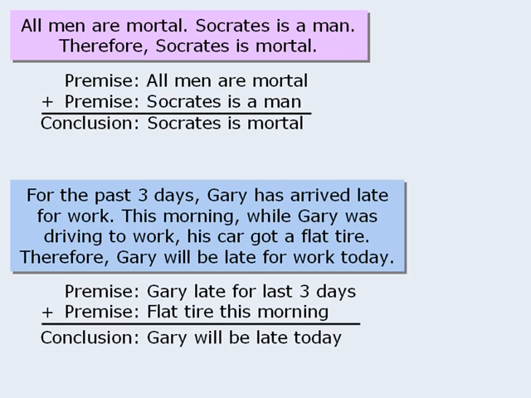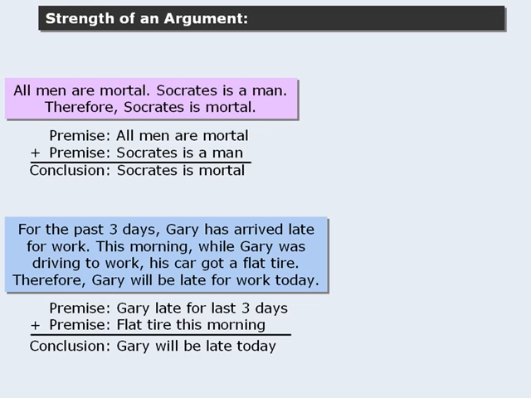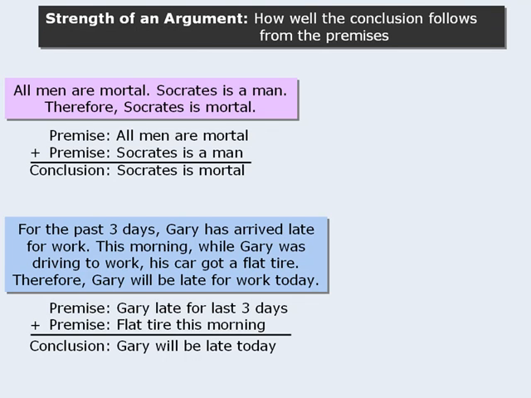Now, of these 2 arguments, which one is more convincing? In other words, which argument is stronger? Well, as you will see, a lot of critical reasoning questions on the GMAT concern the strength of a given argument. But what does it mean to say that an argument is strong? Well, we say that the strength of an argument depends on how well the conclusion follows from the premises.